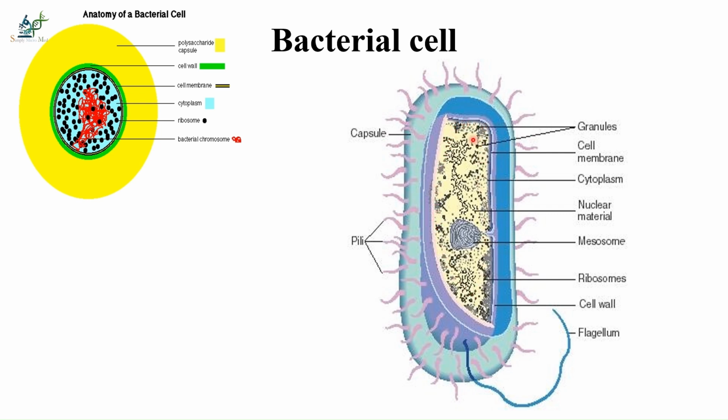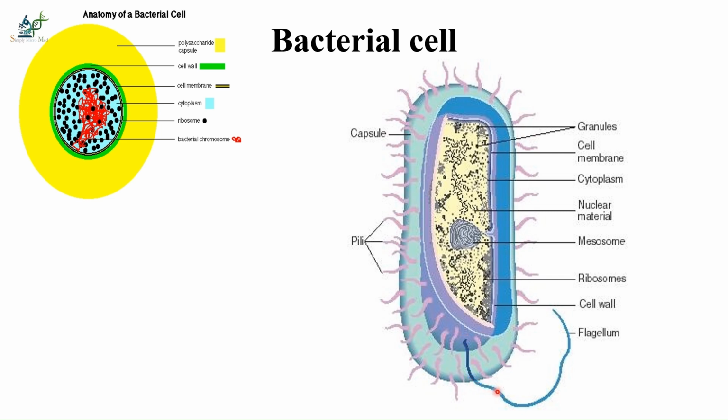This cytoplasm consists of granules, nuclear material, that is double-stranded, linear or circular DNA, mesosome, ribosome, and other organelles or plasmids. Everything can be seen in the cytoplasm of this bacteria. Also here you can see the hair-like structure on the outermost layer, a short hair-like structure called pili. This pili is for adhesion of bacteria to the host cell membrane. It will help in the virulence factor of the bacteria.